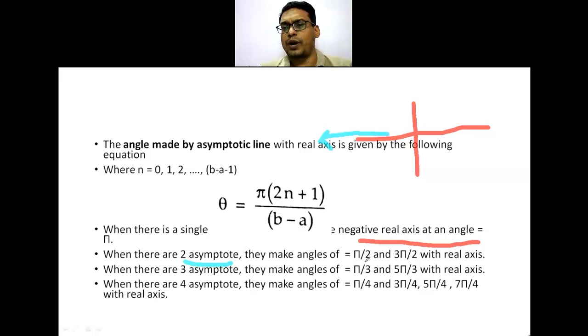Then if there are two asymptotes, they will follow pi by 2 and 3 pi by 2. Pi by 2 is 90 degrees, and 3 pi by 2 is 270 degrees. Similarly, you can have three asymptotes at pi by 3, pi and 5 pi by 3. If you substitute n equal to 0 for a single asymptote, pi will exist as the single value. So after simplification you will get either a single asymptote, two, three, or four asymptotes. That depends on whether B minus A is 1, 2, 3, or 4. Zero asymptotes can also be there.